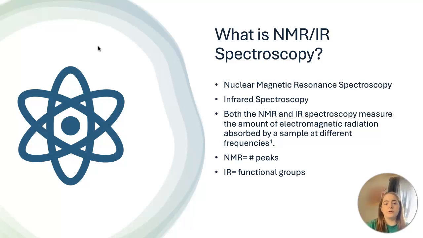NMR stands for nuclear magnetic resonance spectroscopy, and IR stands for infrared spectroscopy. Both measure the amount of electromagnetic radiation absorbed by a sample at different frequencies. The NMR can show the number of peaks, and the peaks refer to the hydrogen atoms in different environments. The IR shows the different functional groups in a molecule.